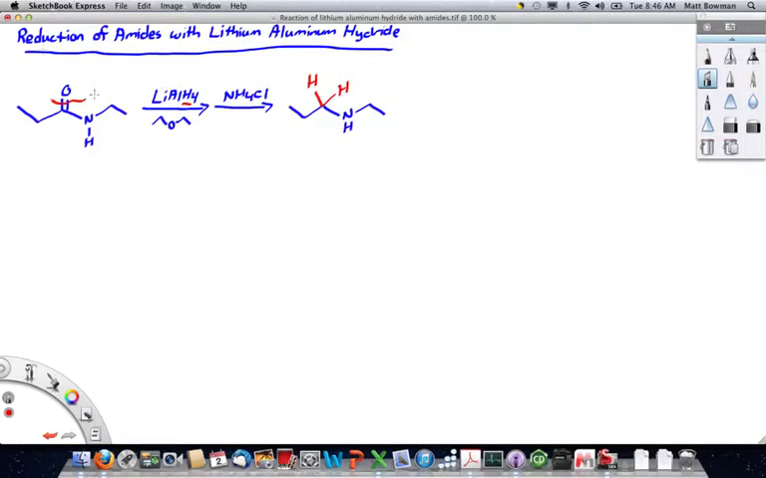The way the mechanism works is the way a lot of your hydride mechanisms work. The hydride adds to the carbonyl, electrons go up to the oxygen, and you get this species.